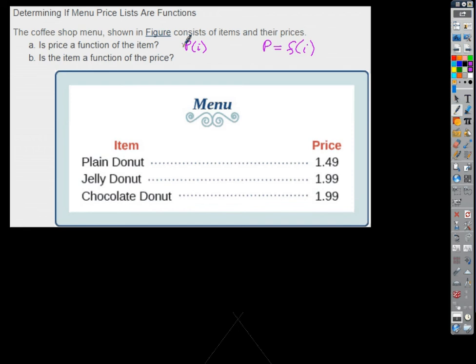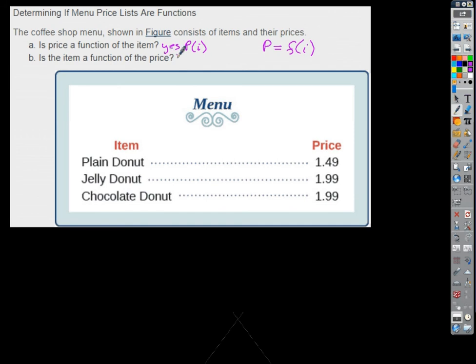Does that work? If I input an item, like what's an example of an item? Plain donut. If I input a plain donut into my function, what's it going to output? $1.49, a price. So we've got price as a function of the item, meaning what I'm inputting. Is that a function? It is. For every input, I get one output. If my input is a jelly donut, I get one price. So the answer to this one is yes.